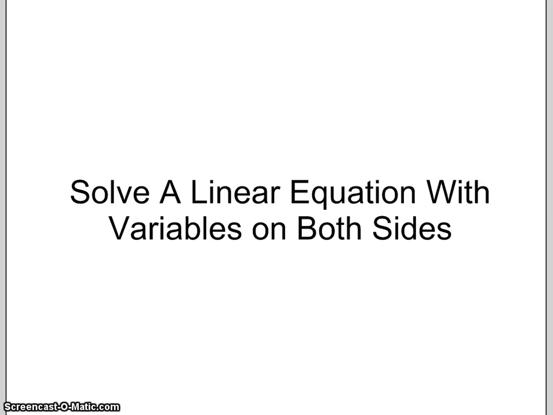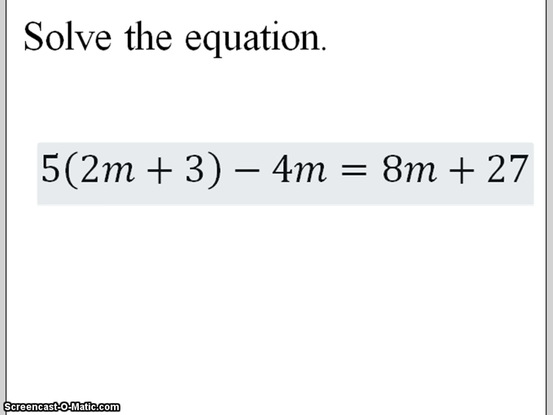In this video, we're going to learn how to solve a linear equation with variables on both sides. Let's look at this equation. It says solve the equation: 5 times the quantity 2m plus 3, minus 4m equals 8m plus 27.